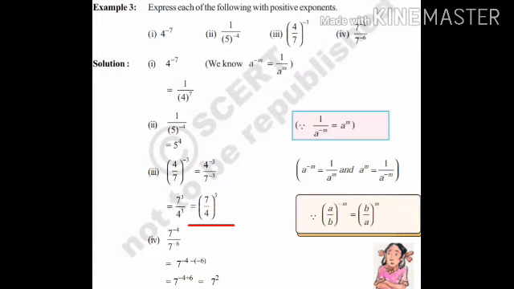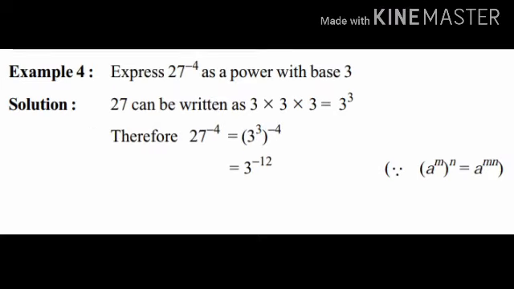That implies (7/4)³. Question number 4: 7^-4 / 7^-6. That is equal to 7^(-4 - (-6)), since a^m / a^n = a^(m-n). That implies 7^(-4 + 6). That is equal to 7^(-4+6), which is 7².